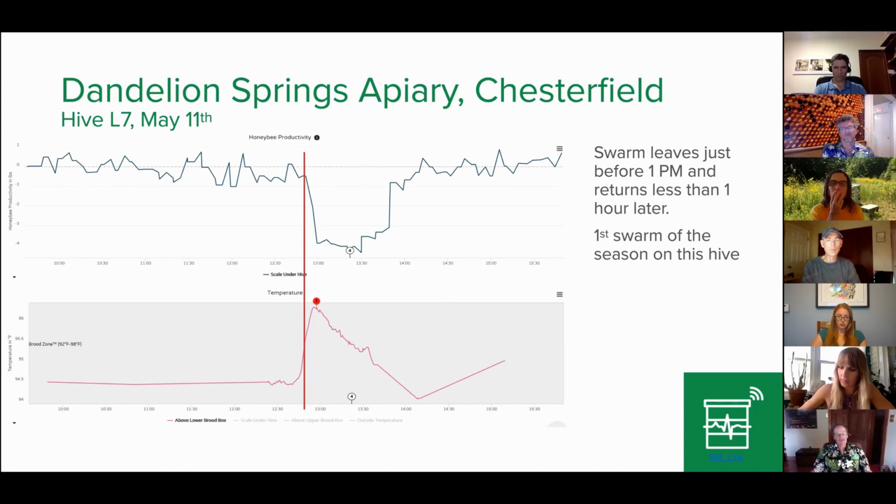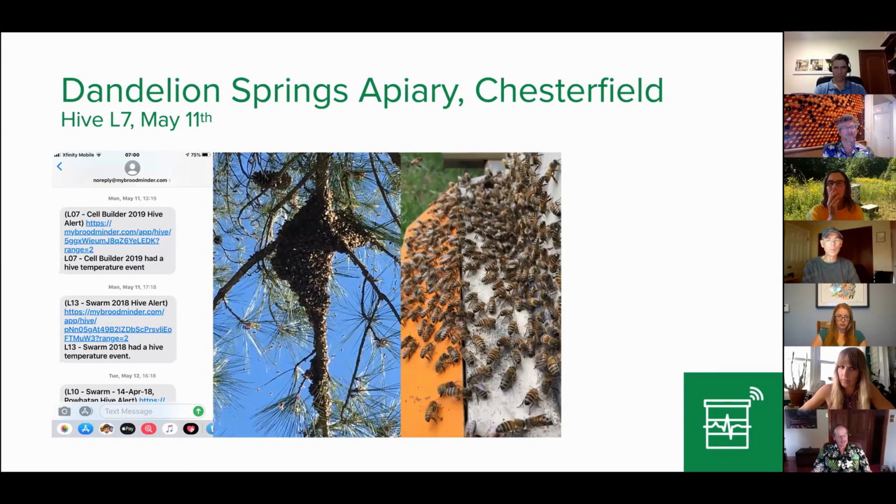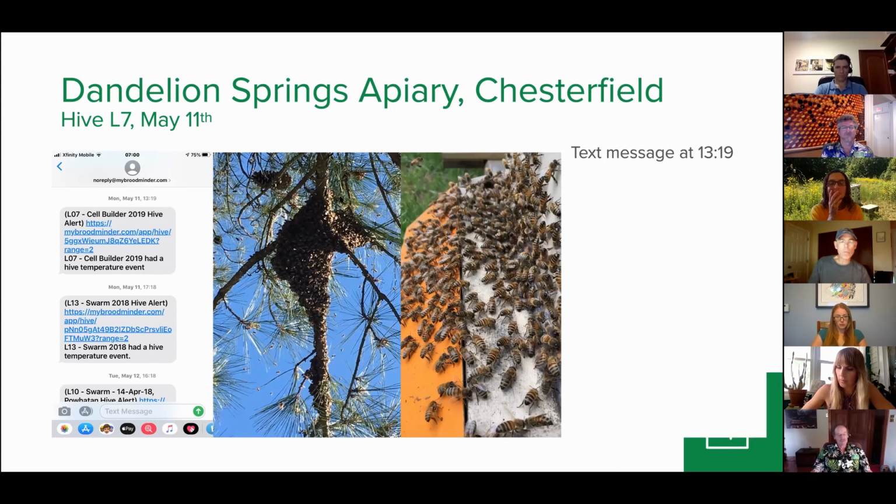And I want to go a little bit into more detail on this event because I personally witnessed what was going on. I received a text message on this May 11th at 13:19. I knew exactly what was going on because I knew which hive it was, and by then we had gained some trust in the software, and I knew there was a swarm somewhere. So I went to get my bucket, and I saw the swarm in a tree right away. I mean, 4 minutes later, I walked outside. I saw them right there.